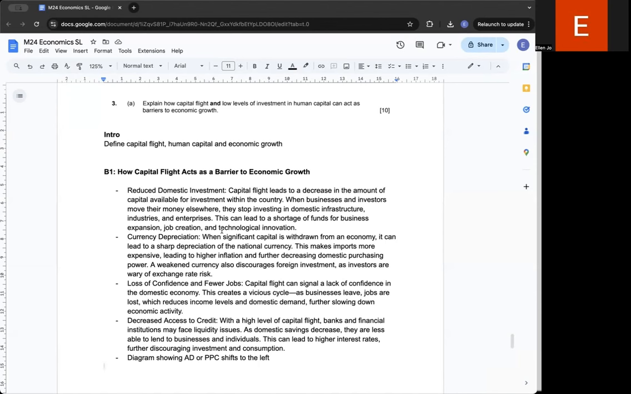Lastly, with a high level of capital flight, banks and financial institutions may face liquidity issues. As domestic savings decrease, they are less able to lend to businesses and individuals. This can be illustrated with an AD-AS diagram showing AD shifting to the left, or a PPC diagram showing its leftward shift.